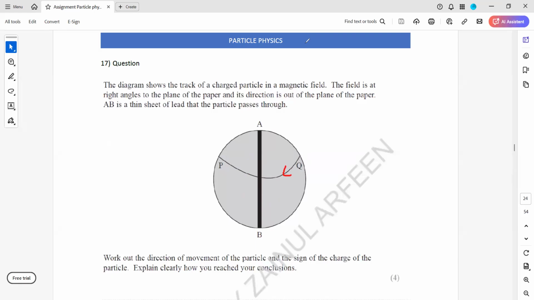Let's say the particle was moving in a magnetic field like this. If I place a thin sheet and the particle loses some energy because of it, what will happen to the deviation of the particle? Because it has lost energy, it will deflect more. Same thing here: moving from P to Q, it has deflected more. So we concluded that the particle is actually traveling from P to Q, because the curvature at Q is greater than at P, showing that the particle is slower at Q than at P.